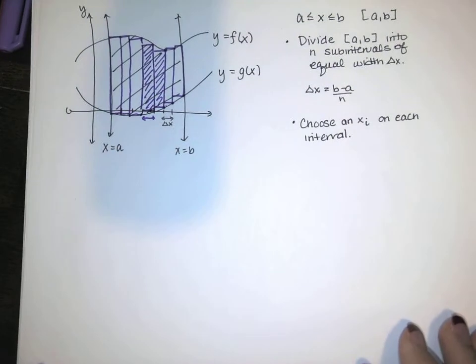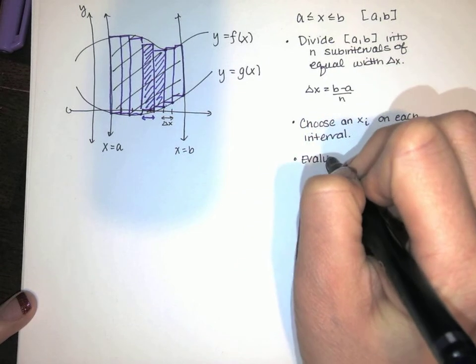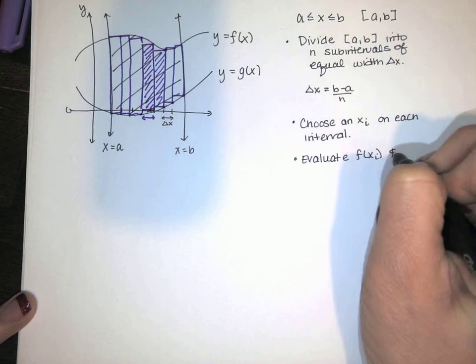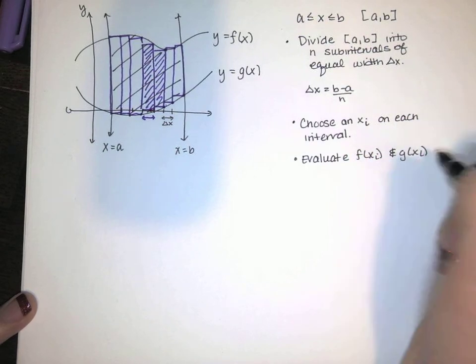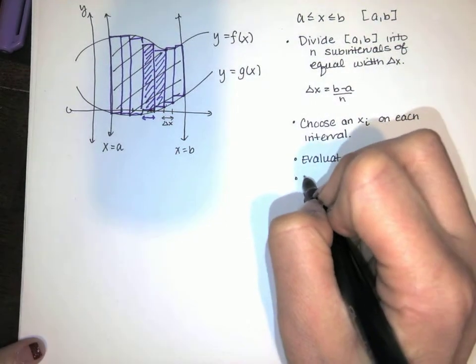So those are our rectangles. We've got 7 of them. So you're choosing an x sub i on each subinterval. And then what did we say? We said you're evaluating f of x sub i and g of x sub i. And then you're going to draw a rectangle on that subinterval.